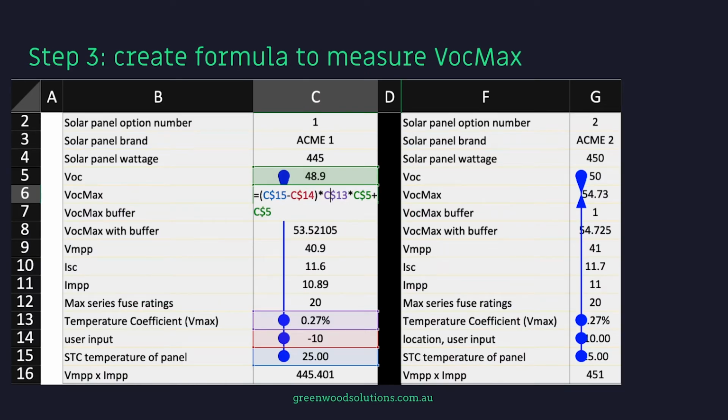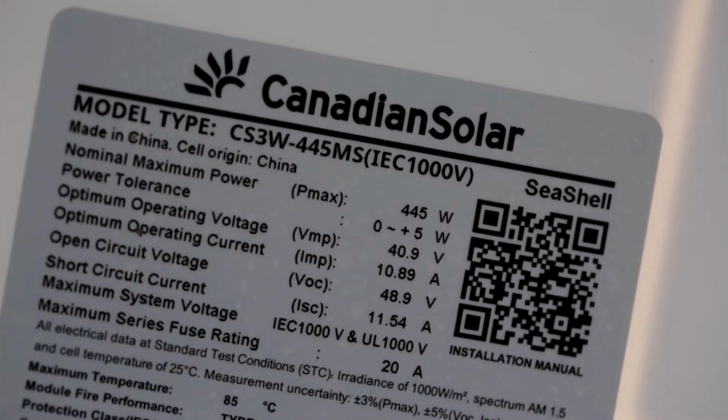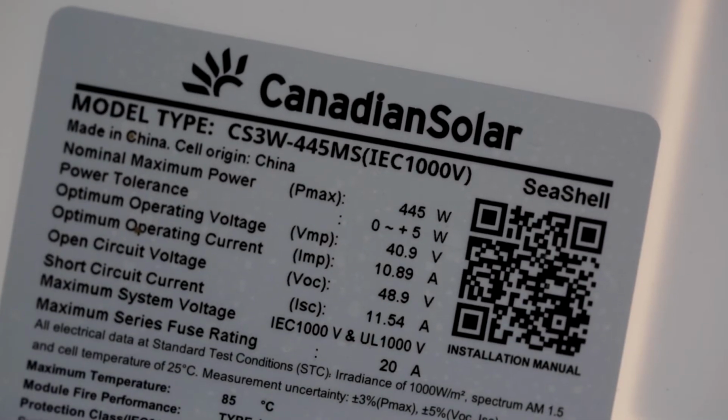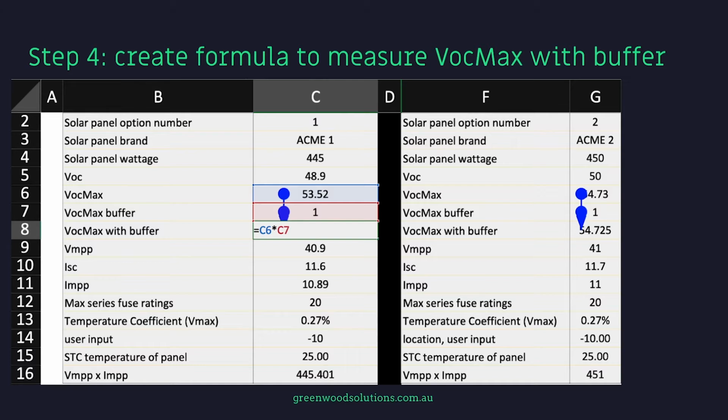Step 3, we create a formula to measure the VocMax. Step 4, we create a formula to measure the VocMax with a buffer. Now I've put a buffer in there for those who are very conservative and are worried about the actual VocMax after allowing for temperature. With a buffer you can make it larger than 1 to further give yourself a bit of a safety margin if you're unsure about the actual lowest temperature on site.